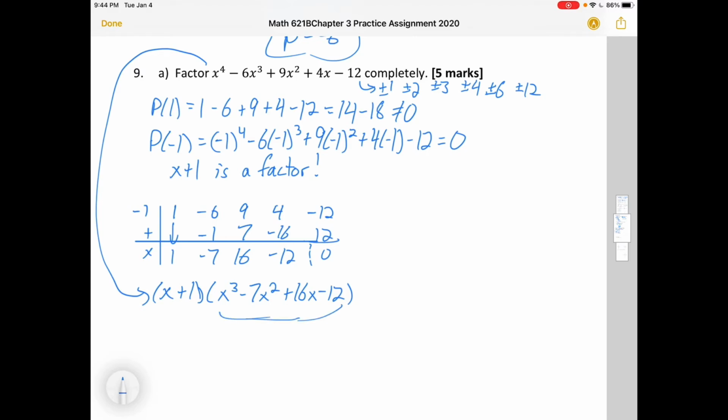So I could try negative 1 again. I don't think it's going to work. So the next thing I'll try is 2. There's no point in trying 1. If it didn't work in the original form, it won't work later on. So I'll try p at 2 in this one. That'll give me 2 cubed is 8. Minus 7 times 2 squared, so that's 7 times 4. Plus 16 times 2, that's 32. Minus 12. Positive 40, negative 40 equals 0. X minus 2 is a factor.